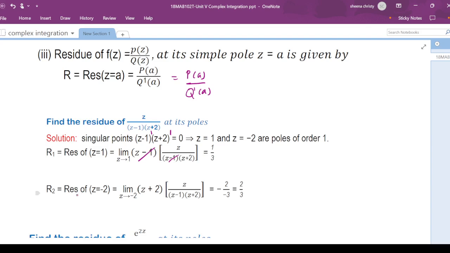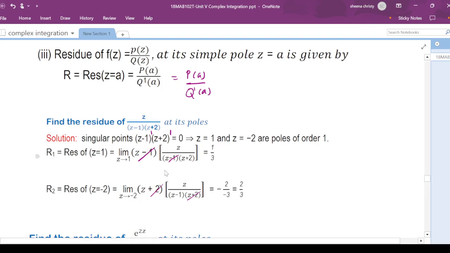Likewise, we have to find the residue of f(z) at z = -2. This is also a simple pole. Therefore, the limit as z tends to -2 of (z + 2) times z / ((z - 1)(z + 2)). Now z + 2 and z + 2 get cancelled. Cancel before applying z tends to -2, otherwise you won't get this answer; you will get confusion and the answer as infinity. So after cancelling the common terms, only then put z = -2 here. You will get -2/-3, which gives you 2/3.